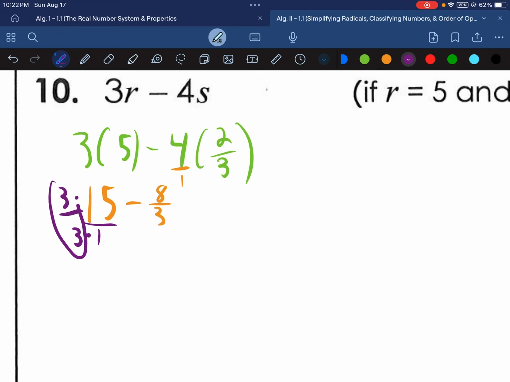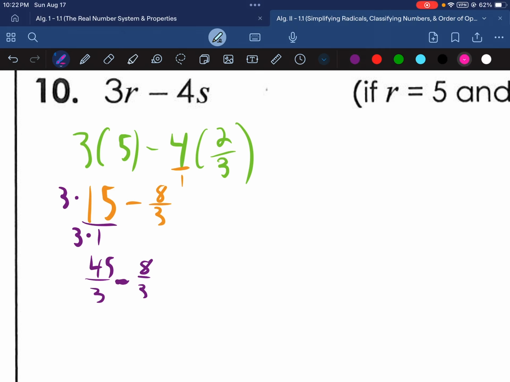Because what happens is you're secretly multiplying by 3 over 3. And we said earlier, any non-zero number divided by itself is 1. So you're secretly multiplying 15 over 1 times 1, but you're just making it look different, and you're multiplying it by 3 over 3 instead. So this ends up becoming 45 over 3 minus 8 over 3. 45 over 3 being equivalent to 15 over 1.